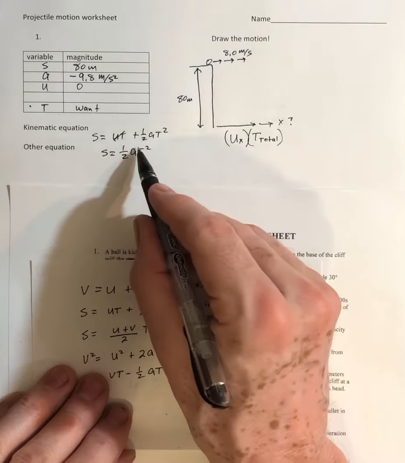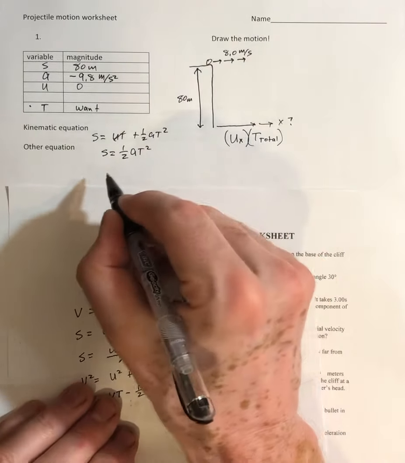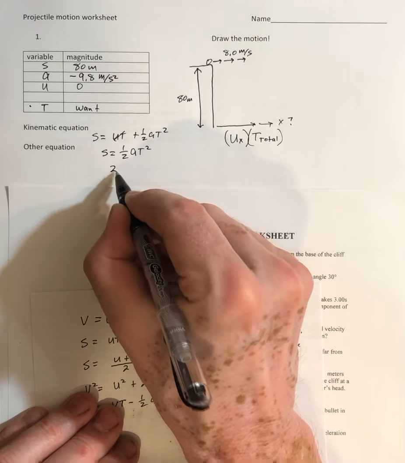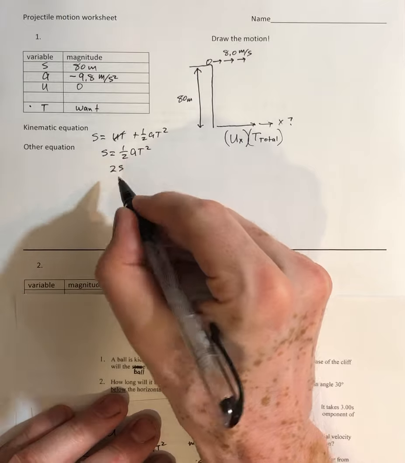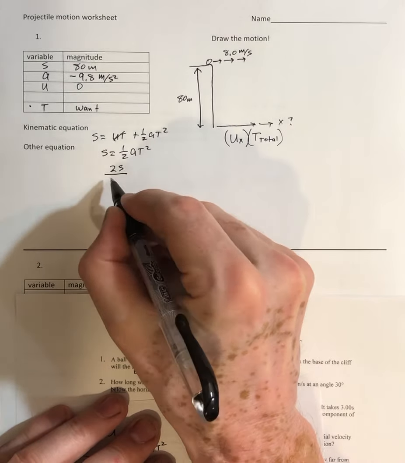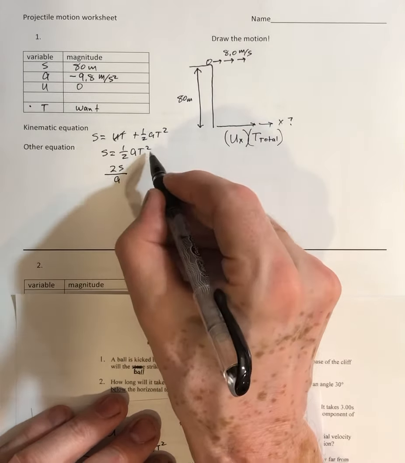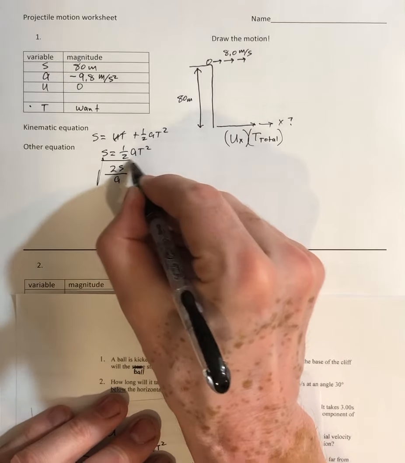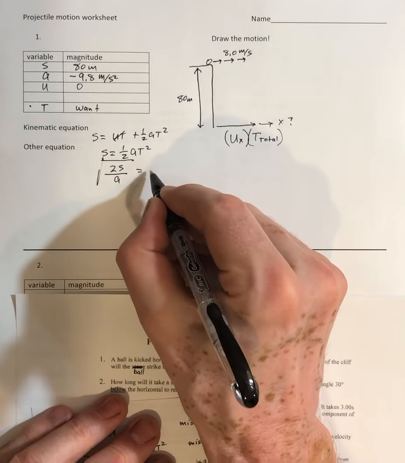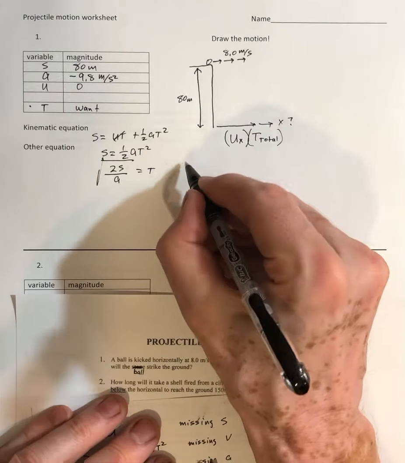And since what I want is t, we're going to change this again. I'm going to write 2s divided by acceleration, and then to get rid of the t squared, I'm going to take the square root of that. It's going to equal my time. Okay, so let's try that.